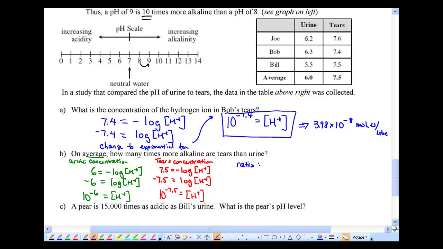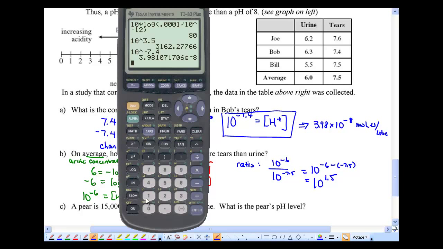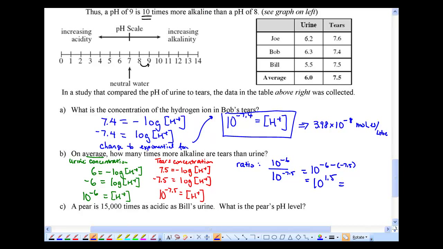I'm going to do, in this case, the ratio of 10 to the negative 6 divided by 10 to the negative 7.5. That, of course, is just negative 6 minus negative 7.5, and that becomes 10 to the power of 1.5. And so the actual number of times is 10 to the power of 1.5. And if you use your calculator, 10 to the power of 1.5, that would be about 31.6 times as alkaline.